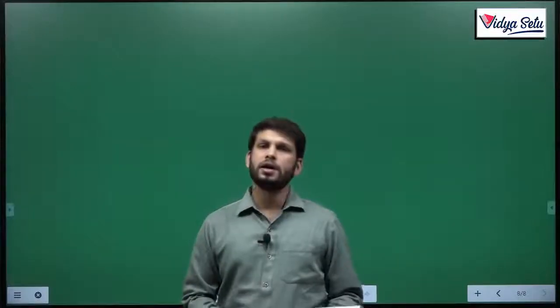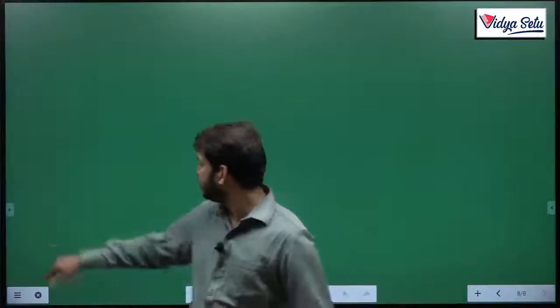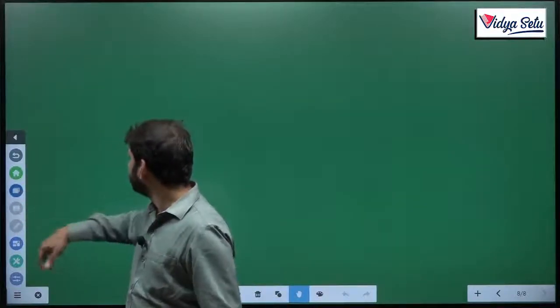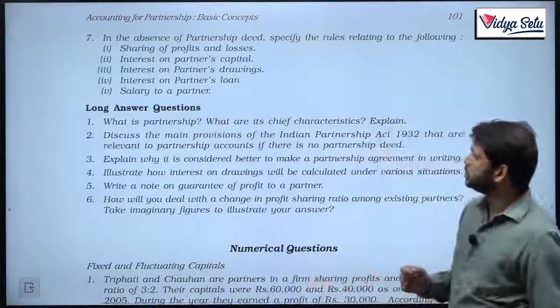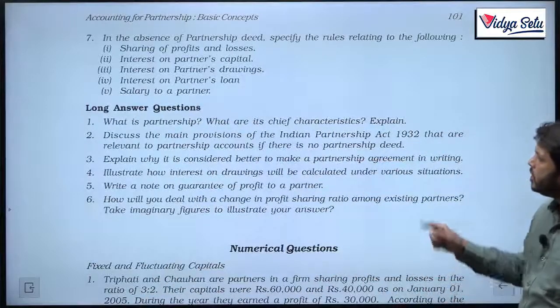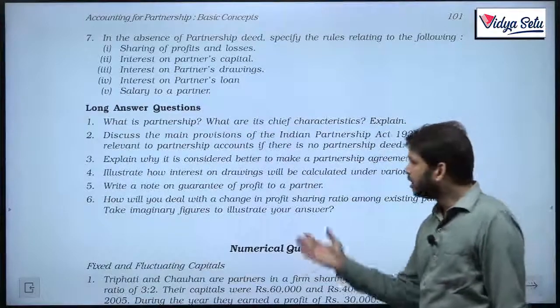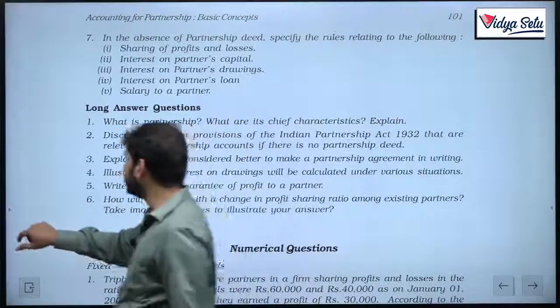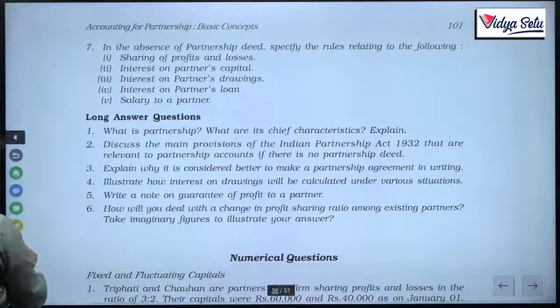So students, now we are going to start question number 5 of this chapter, long answer type question. Let's see what is the question here. The question is asking us to write a note on guarantee of profit to a partner. Okay, it's a small note which we can just, if we want, copy down also. Still we'll write it. What is this?